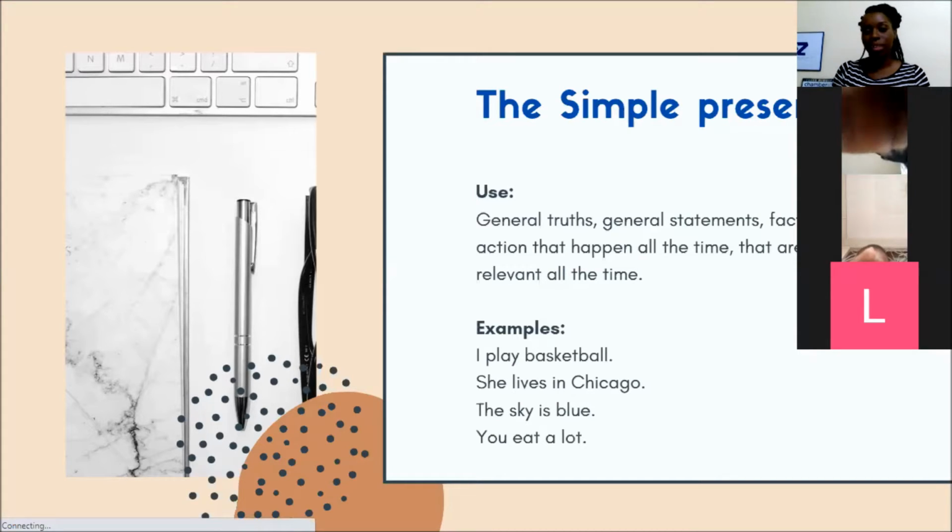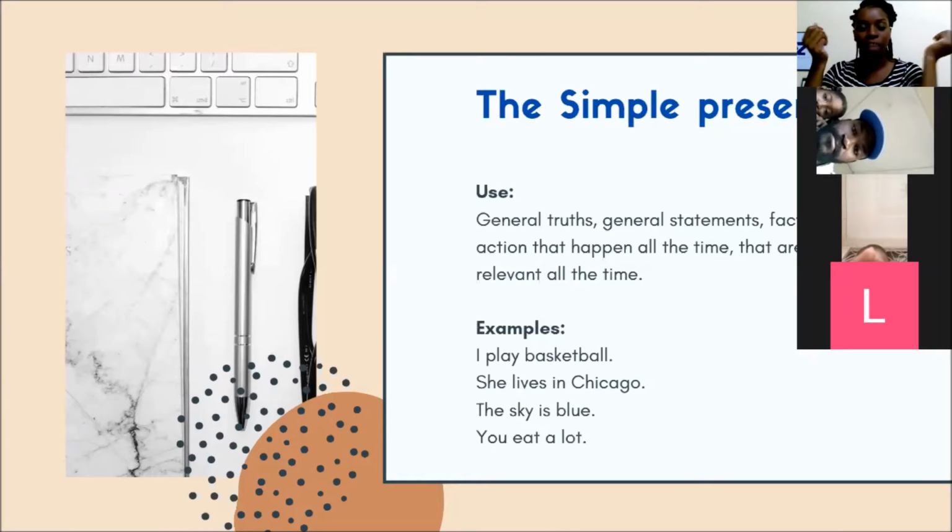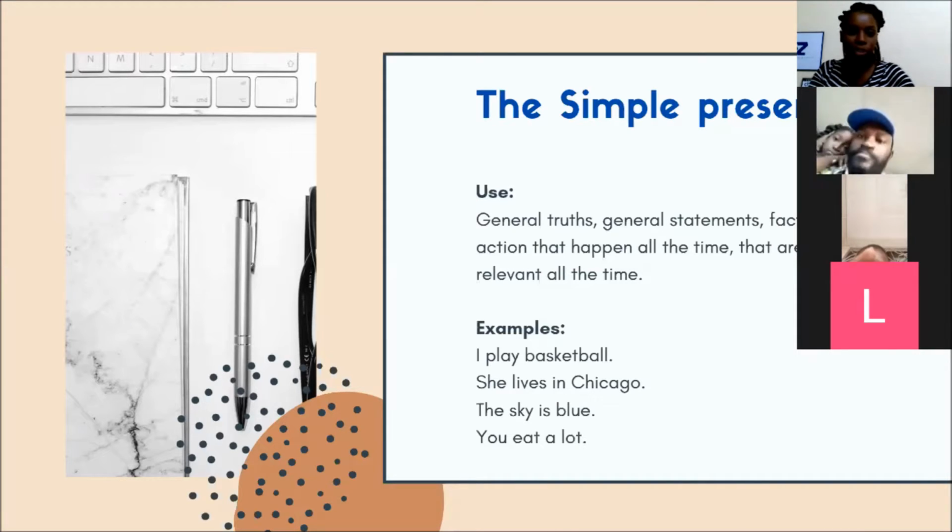A general statement or general truth is something like the sky is blue. Every day of your life, you wake up, the sky is blue. Everybody knows that the sky is blue. It's a general truth. So you use the simple present. You eat a lot. Ever since I've met you, I've noticed that you're the kind of person who loves food and you eat a lot. So that can be considered a fact. It can be considered a habit. And so you use the simple present in situations like this.